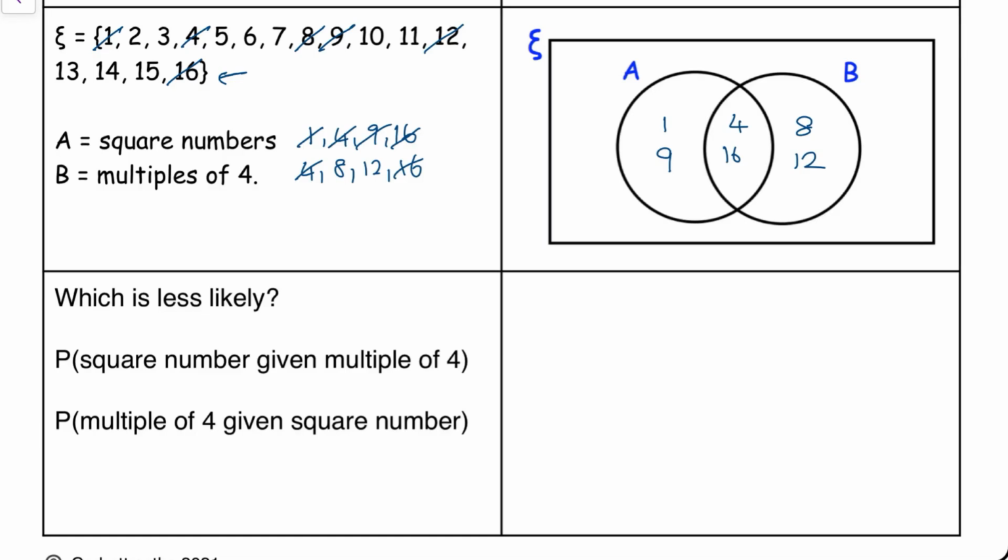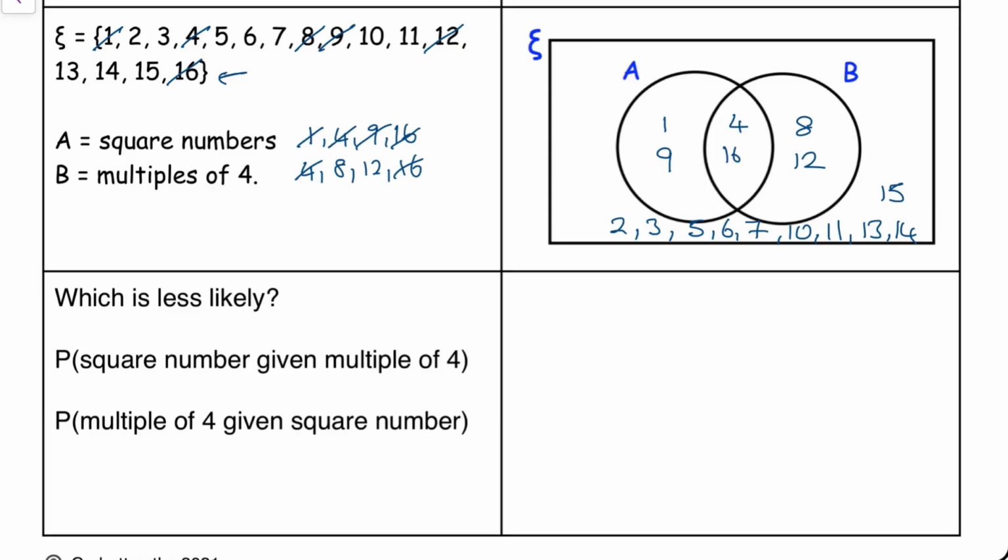And then the other numbers, let's write them down. So 2, 3, 5, 6, 7, 10, 11, 13, 14, 15. So those are my numbers outside A and B. Right, we can finally get to the question.